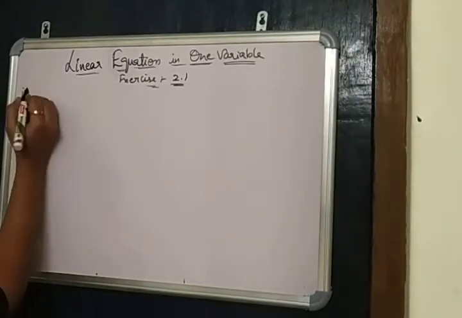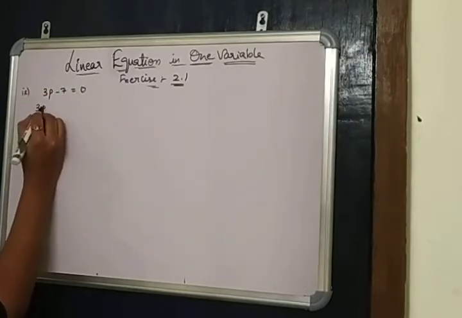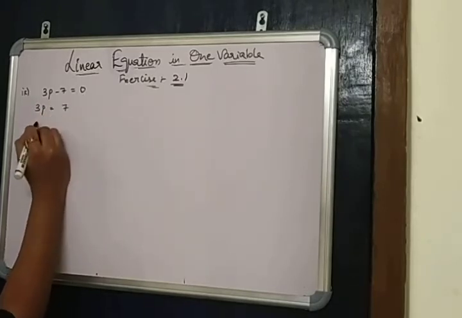Next, ninth example, 3p minus 7 is equal to 0, where 3p is equal to, minus 7 goes to the right hand side, it becomes plus 7, p is equal to 7 divided by 3.